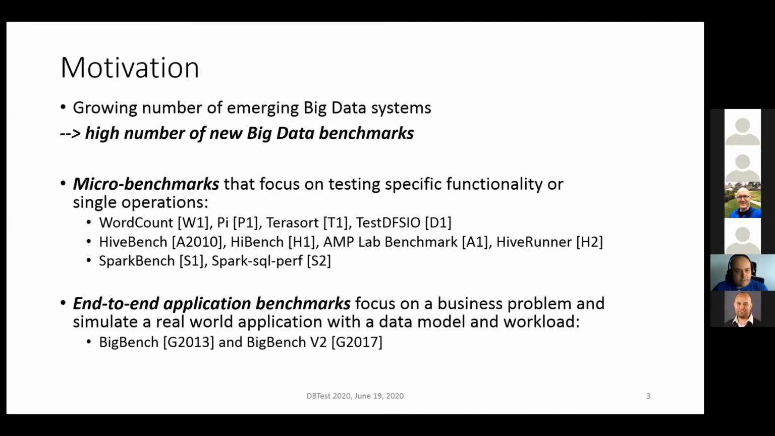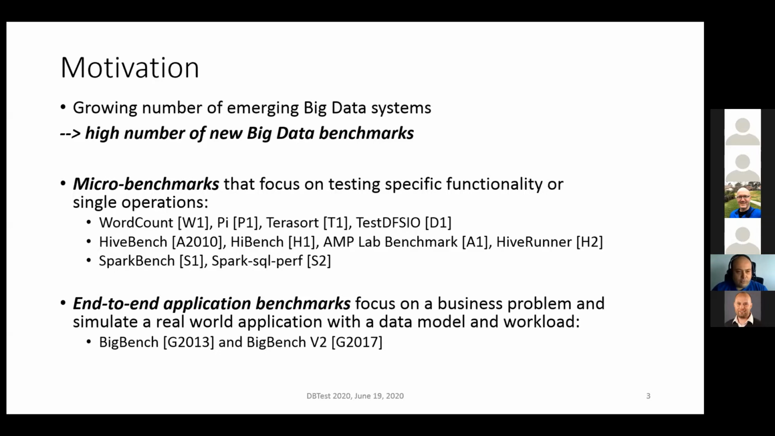So let's start. We live in a world where we have many emerging new big data systems going in all kinds of different directions. And to develop and to improve all of these systems, we see an emerging big number of big data benchmarks. And I think we saw today already quite a good overview of why we need to benchmark.